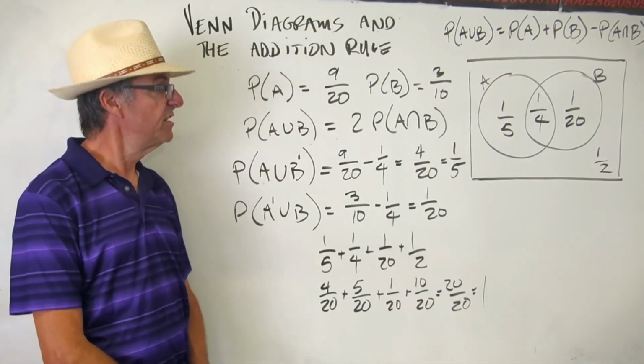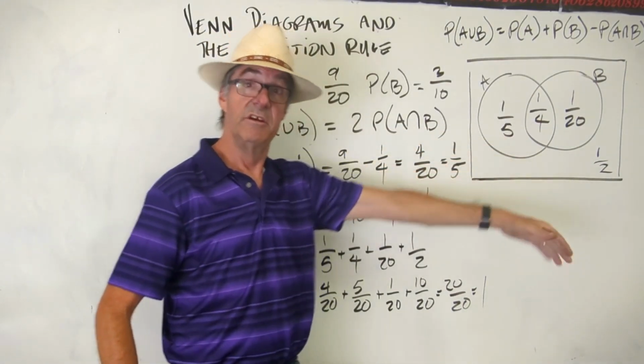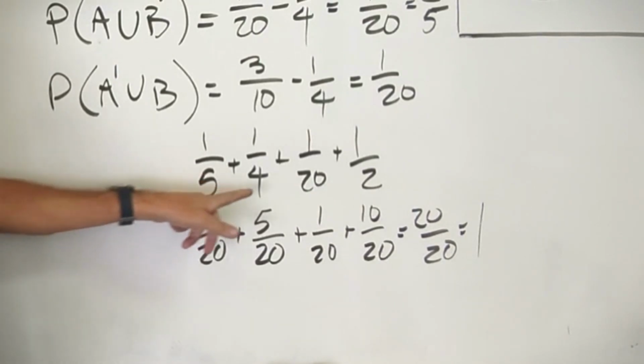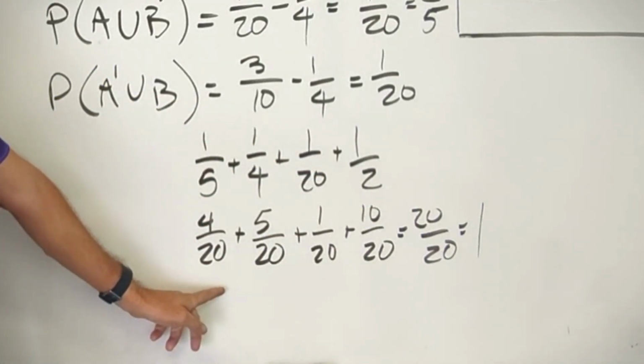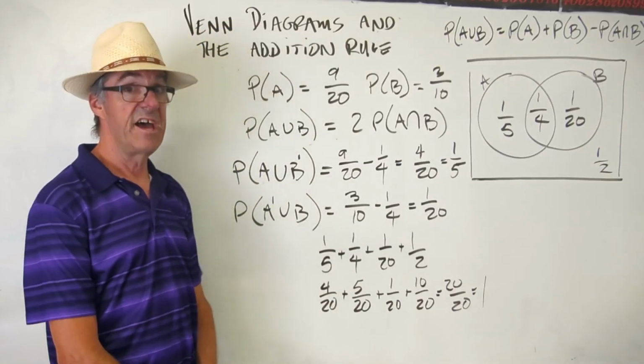So here's the check. Everything in here has to add up to 1. Okay, that's our rule for probability here. So 1/5 plus 1/4 plus 1/20 plus 1/2 must equal 1. I went ahead and converted these all to 20ths, and we end up at 20 over 20 or 1. So indeed, that is correct.